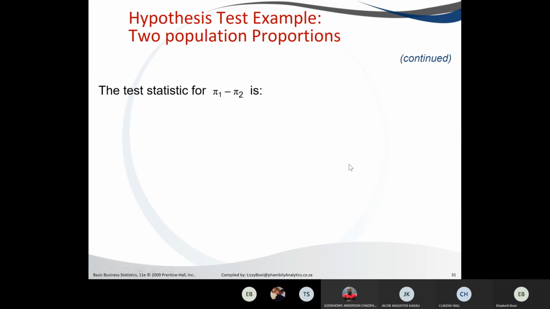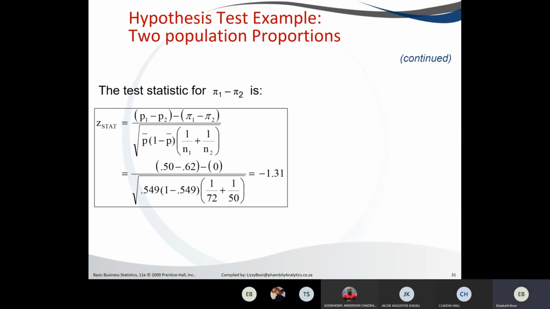We will need to use this when we calculate the Z statistic or the test statistic. Calculate the test statistic. We use the sample proportion 1 minus sample proportion 2 minus the population proportion difference, which equals 0, divided by the standard error, which is the pooled estimate times 1 minus the pooled estimate, multiplied by 1 over N1 plus 1 over N2. And we substitute the values. It was 0.50 minus 0.62 divided by the square root of the pooled estimate 0.549 times 1 minus 0.549 times 1 over 72 plus 1 over 50. And we calculate that and we find that it is minus 1.31.